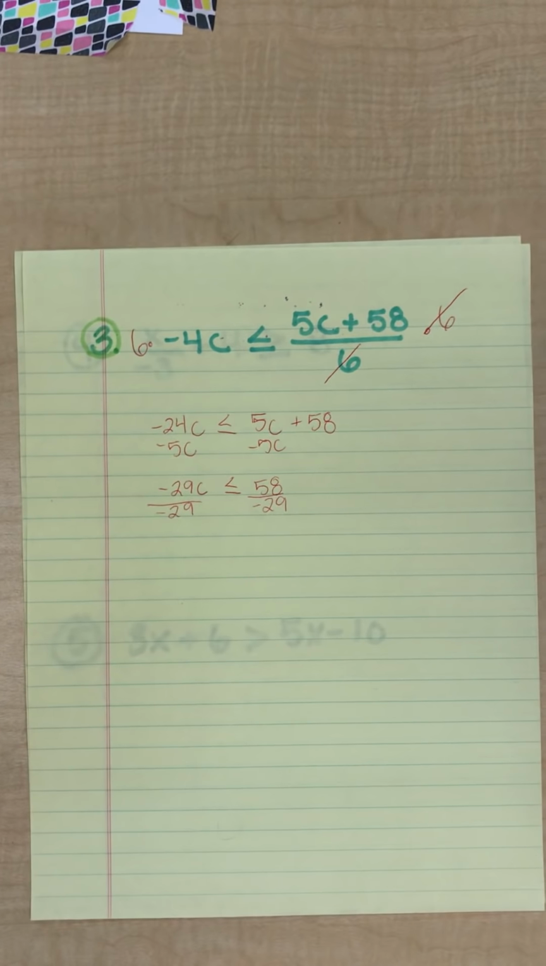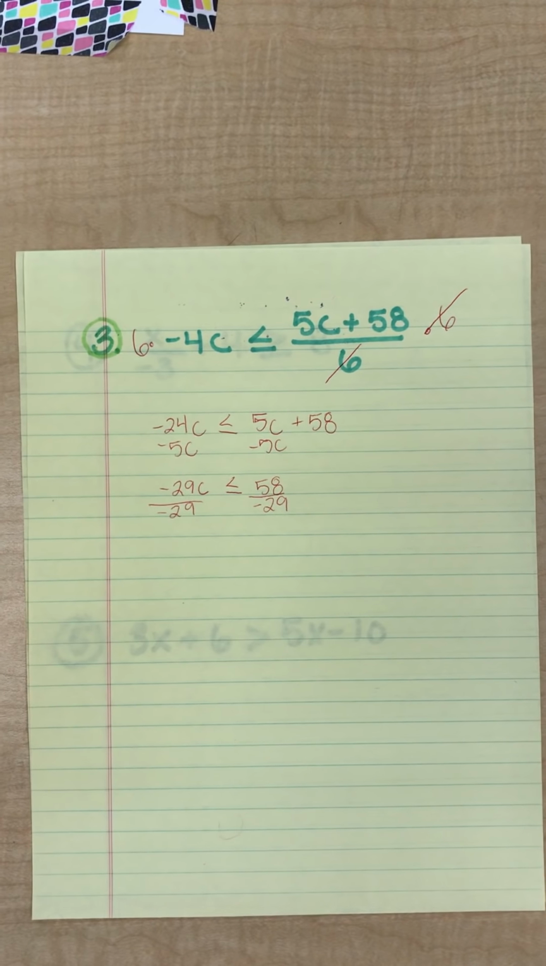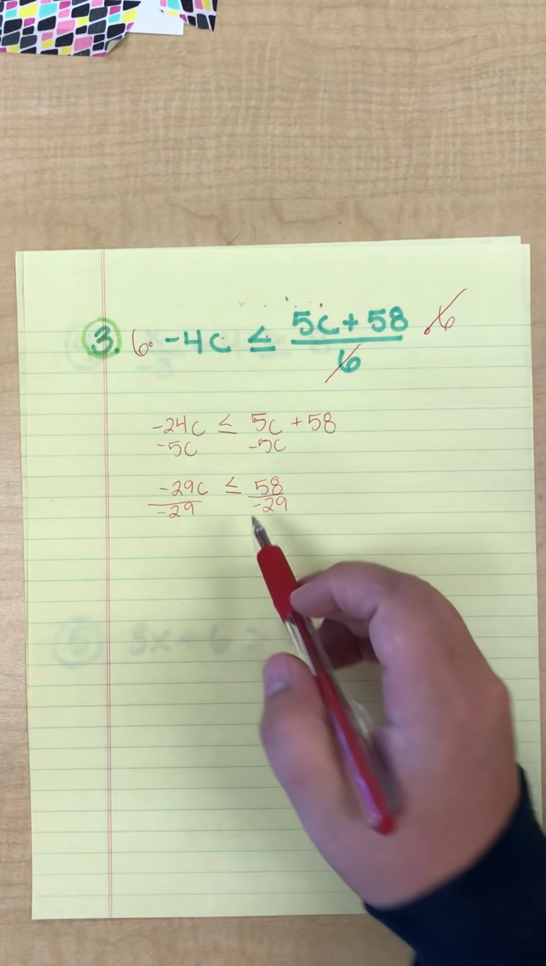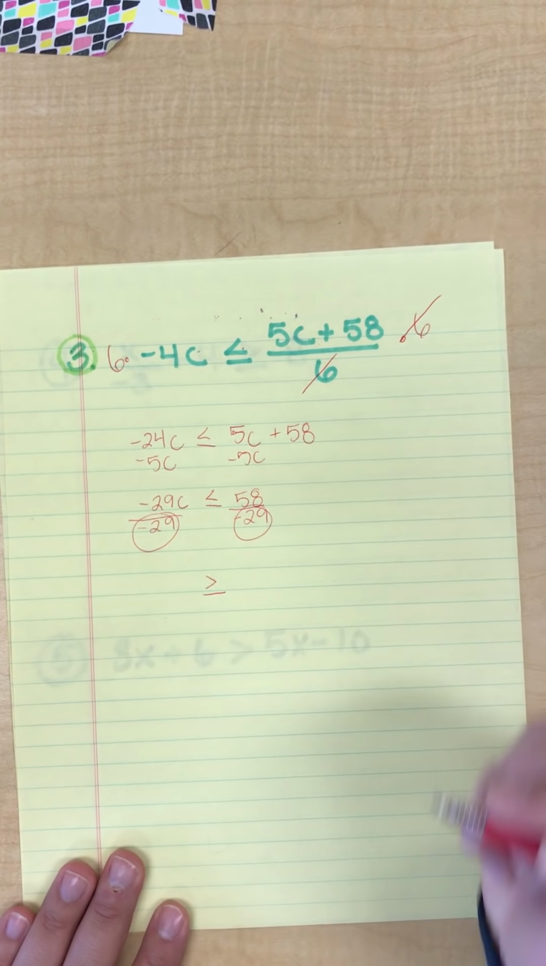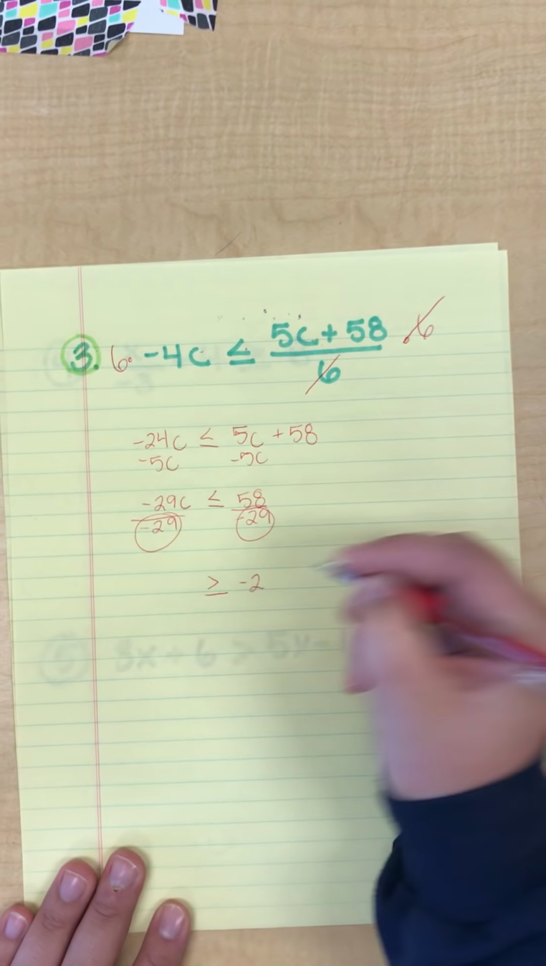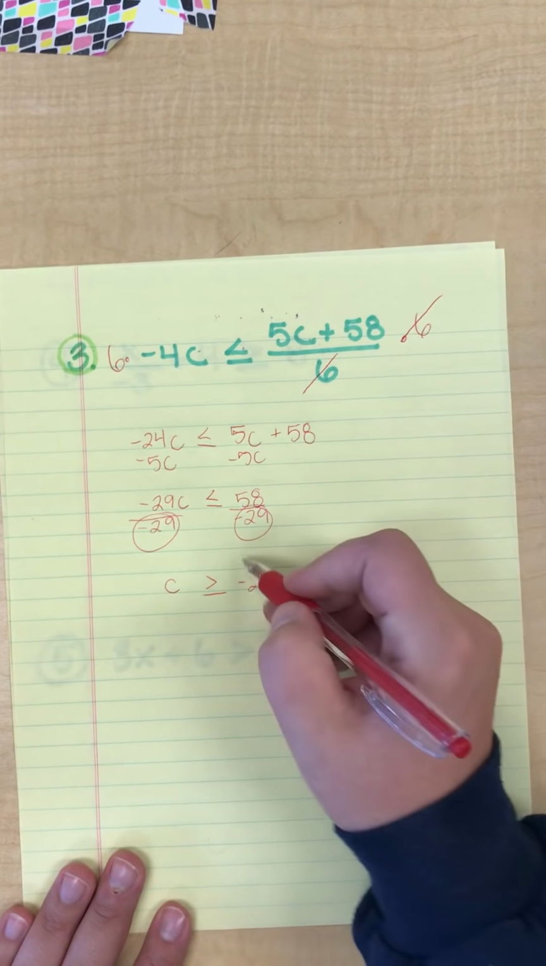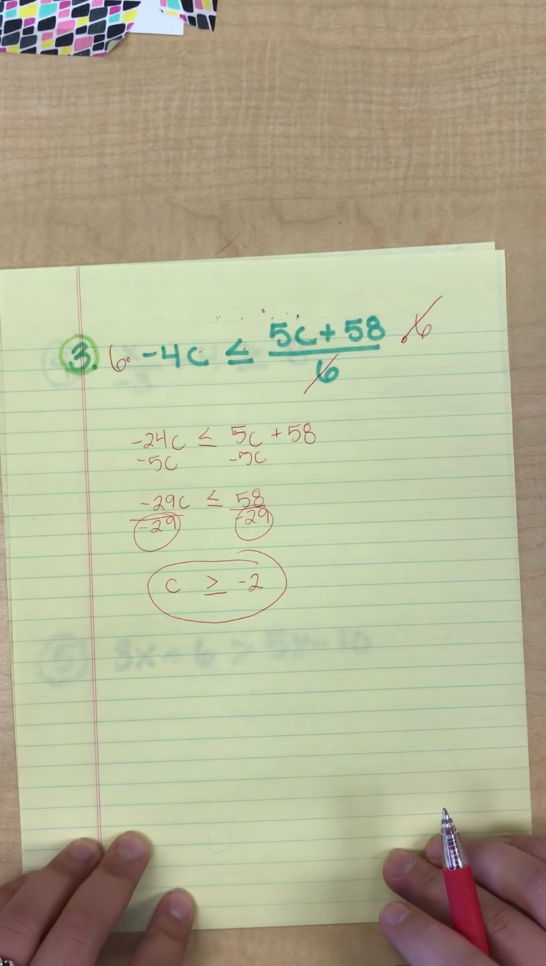So if you think about what that means for a second, you're going to end up dividing by a negative. So that means that you have to actually flip this symbol. Okay, and that's going to be negative 2 when you divide those out, and you have c here. So there's your actual answer.